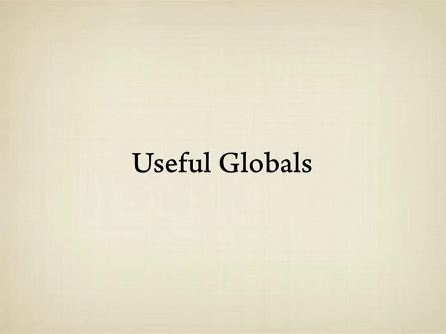Processing automatically maintains a bunch of global variables for us to use in our programs. In this video, we'll look at 6 of the most important ones.